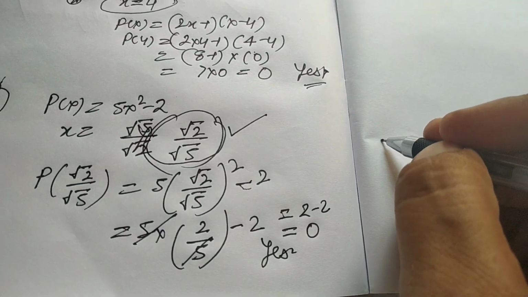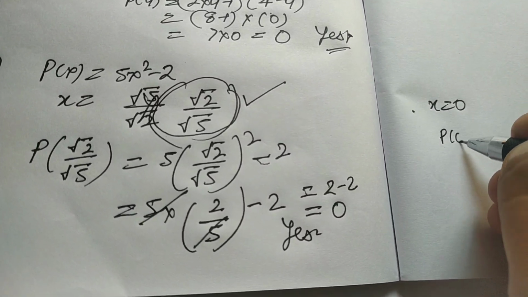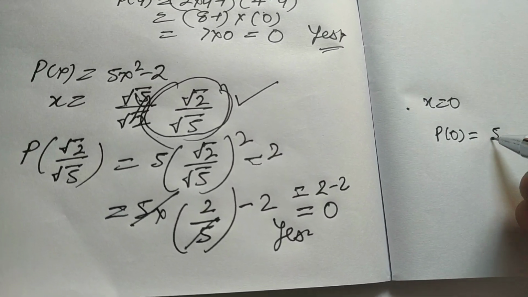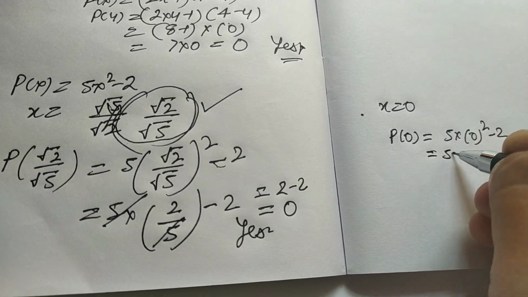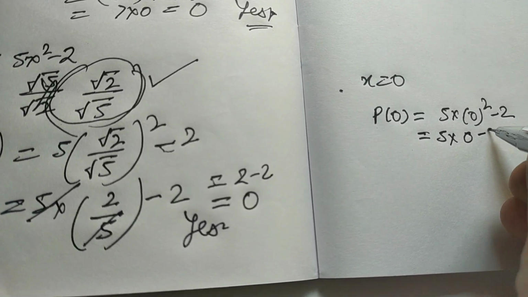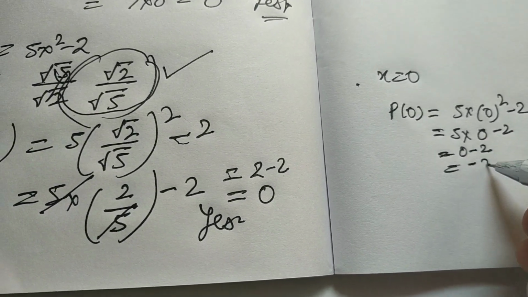And the second part, x is equal to 0. Now put this one, p(0) is equal to 5 into 0 square minus 2. 5 into 0 square is 0, minus 2, is equal to minus 2.